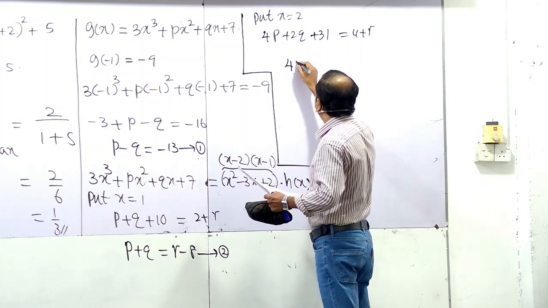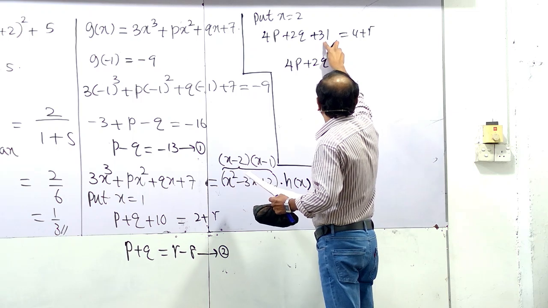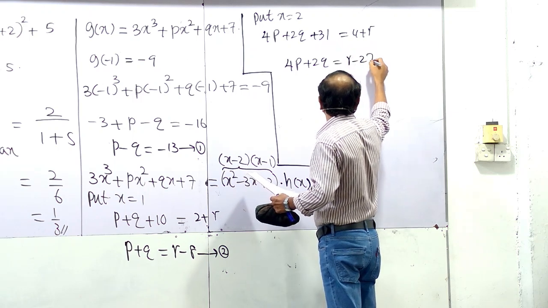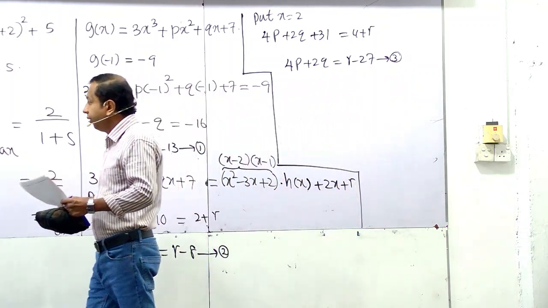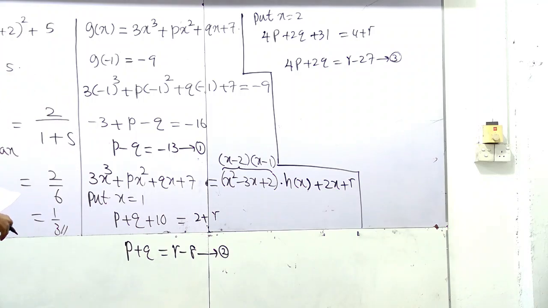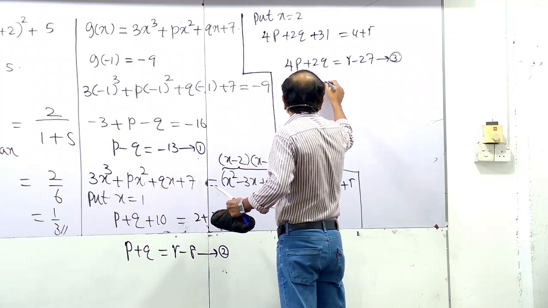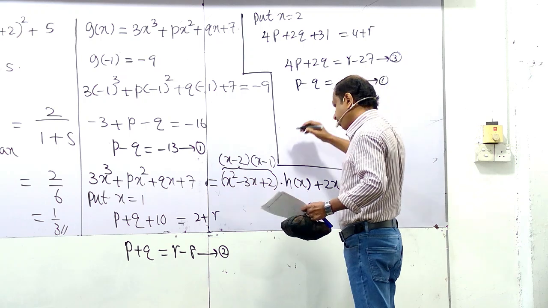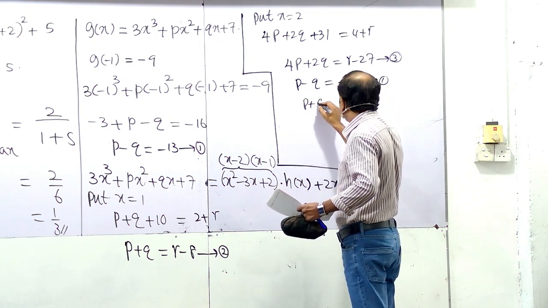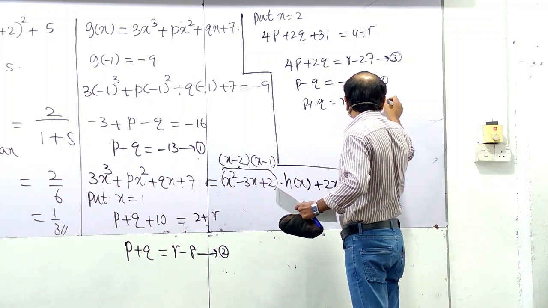Then here we get 4 plus 2q, right? Take this right hand side, r minus 27. This is number 3. Okay. Now there are 3 equations. 1, 2, 3. By solving them, we can find p, q, r. First equation is this. p minus q equals minus 13, number 1. Second equation, p plus q equals r minus 8, number 2.